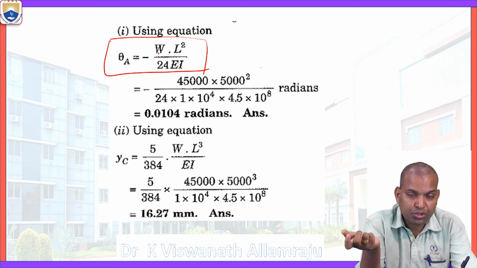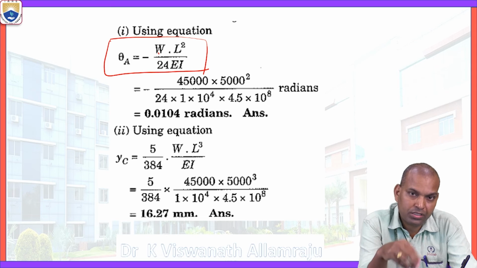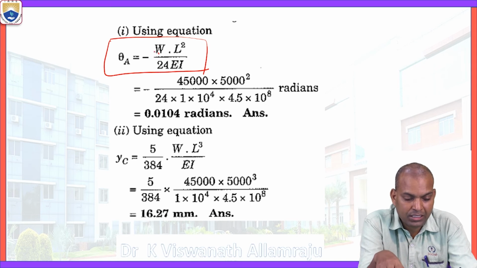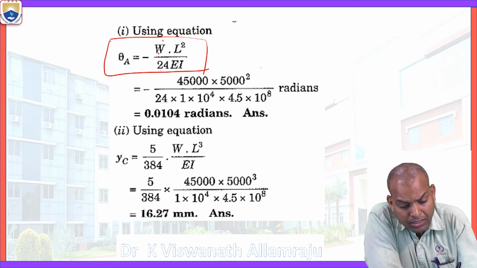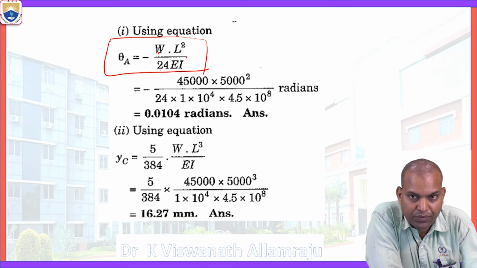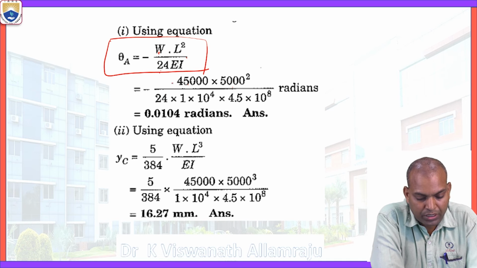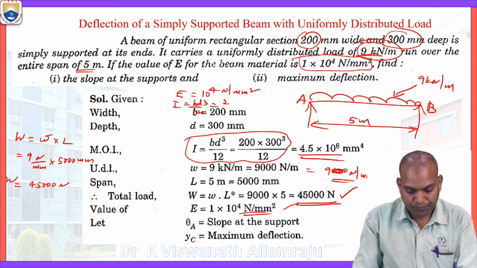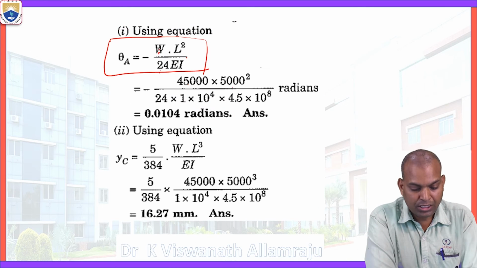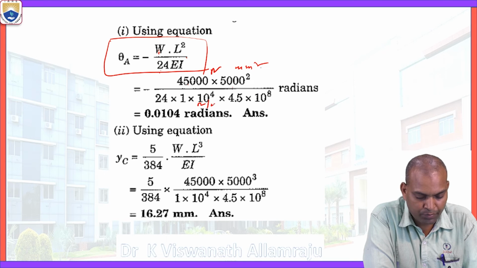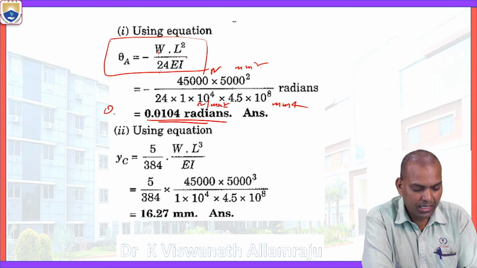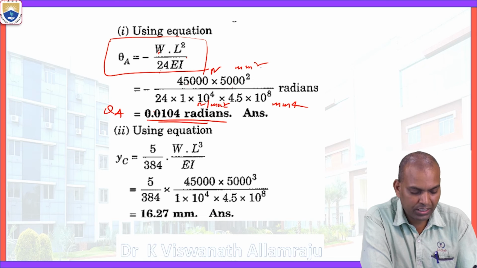Even though it is a uniformly distributed load, it is converted into total load. That derived formula is negative W L square by 24 times EI. W is 45,000, L is 5000 millimeters, 24, E value 1 into 10 power 4, I value 4.5 into 10 power 8 millimeter to the power 4. W is in newtons, L in millimeters, E in Newton per square millimeter, I in millimeter to the power 4. Now this theta A is 0.0104 radians.